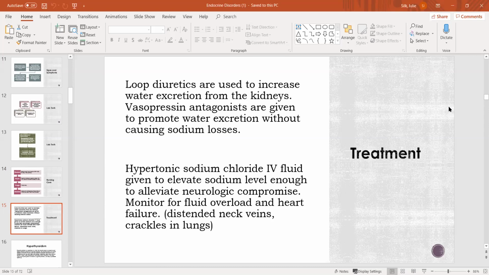So one other thing I want you to write down. That medicine that I was talking about, the vasopressin antagonist, has a specific name, which I can't pronounce very well, but it's demeclocycline, something like that. So I'll spell it for you. It's D-E-M-E-C-L-O-C-Y-C-L-I-N-E.